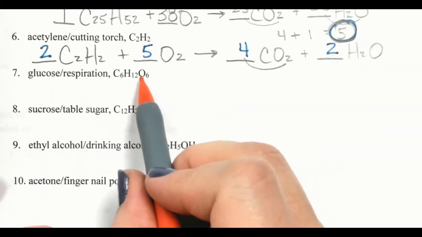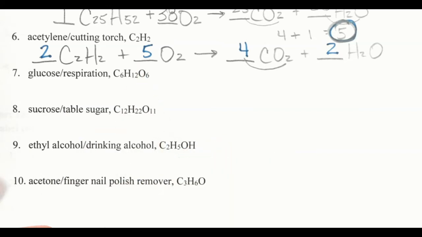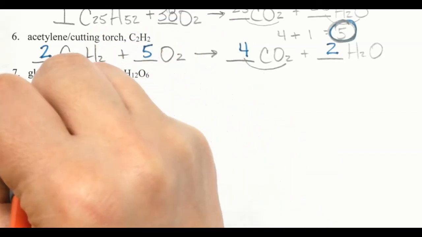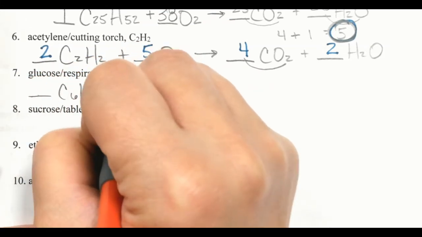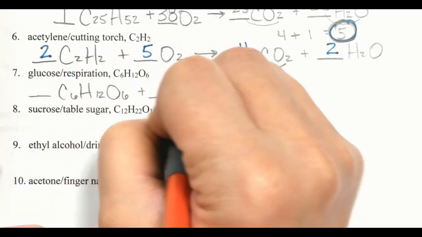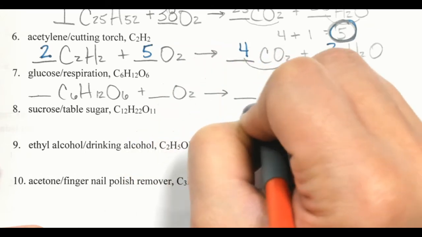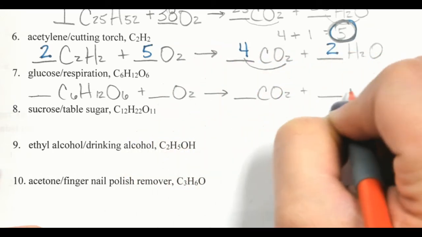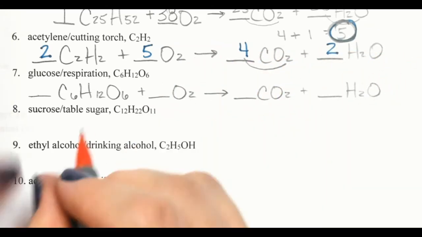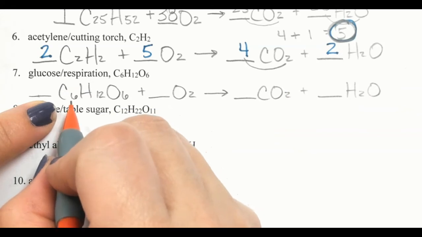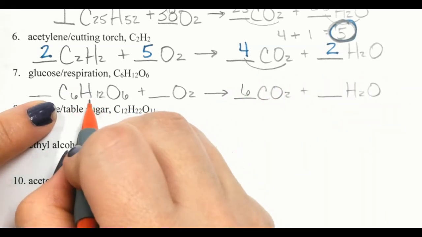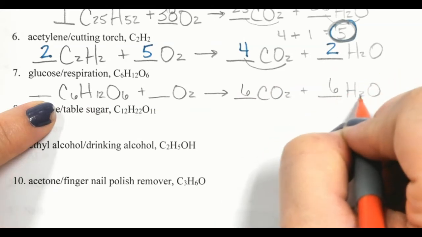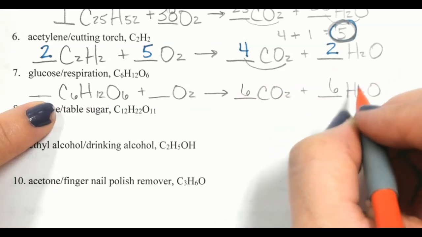7 through 10 are special because the hydrocarbon involves an oxygen that we're going to have to take into account. So we're going to have C6H12O6 plus O2 yields CO2 and H2O. We have 6 carbons on the left, so I need 6 carbons on the right. 12 hydrogen on the left, so 6 times 2 is 12 hydrogen on the right.